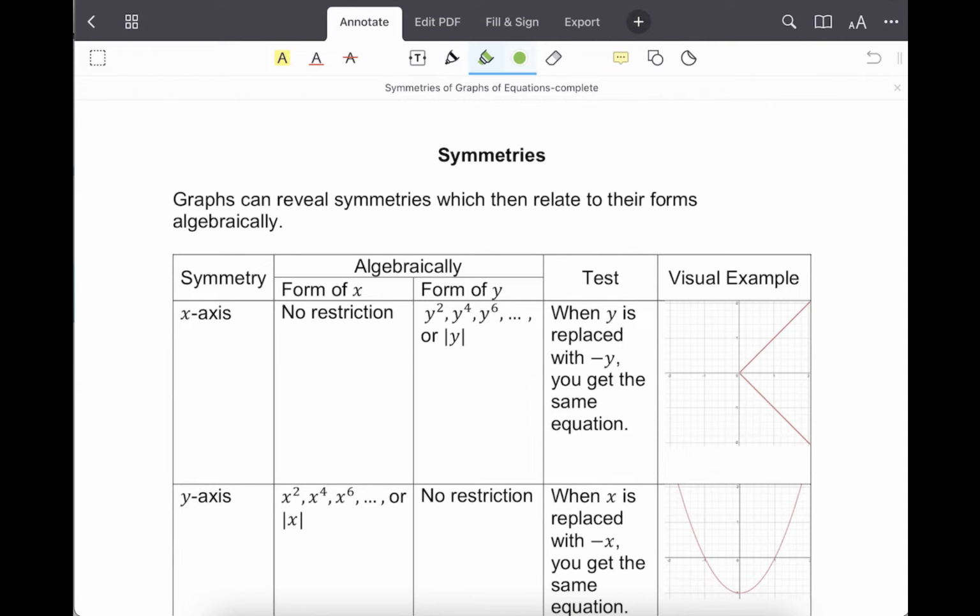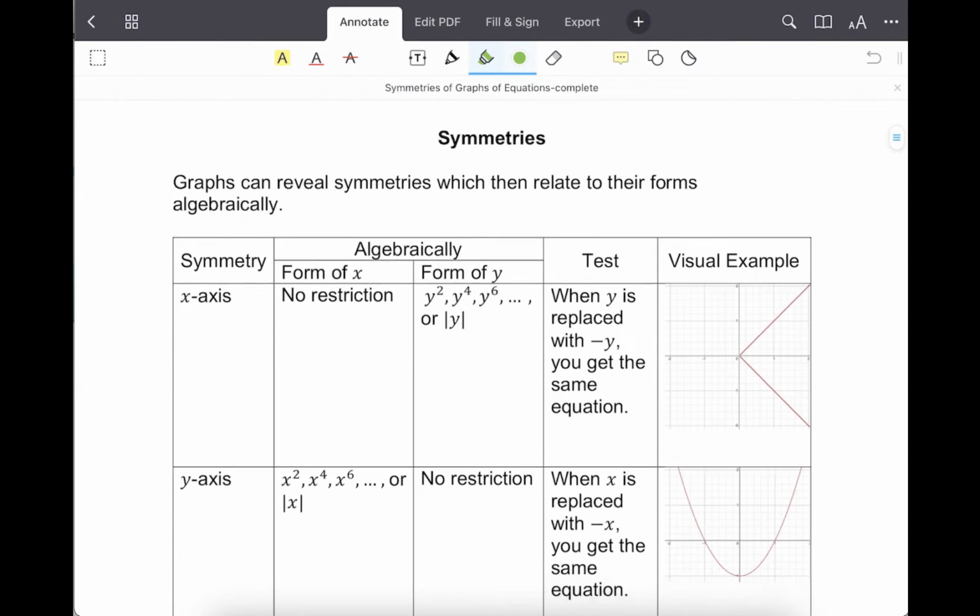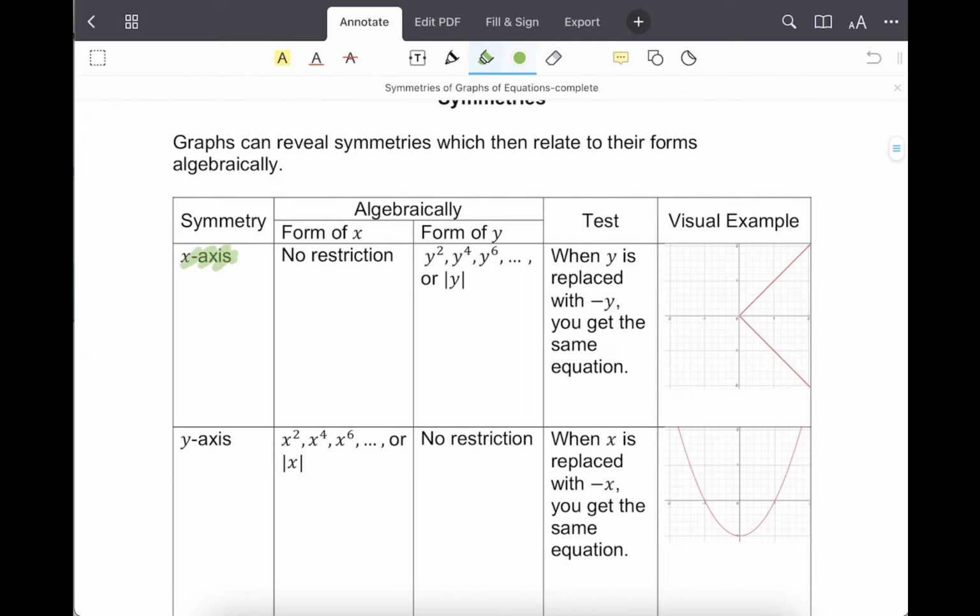There are three different symmetries that we'll look at. One is x-axis symmetry. And for x-axis symmetry, we normally have equations that have y to an even power or the absolute value of y. There's a test to see if there's x-axis symmetry.